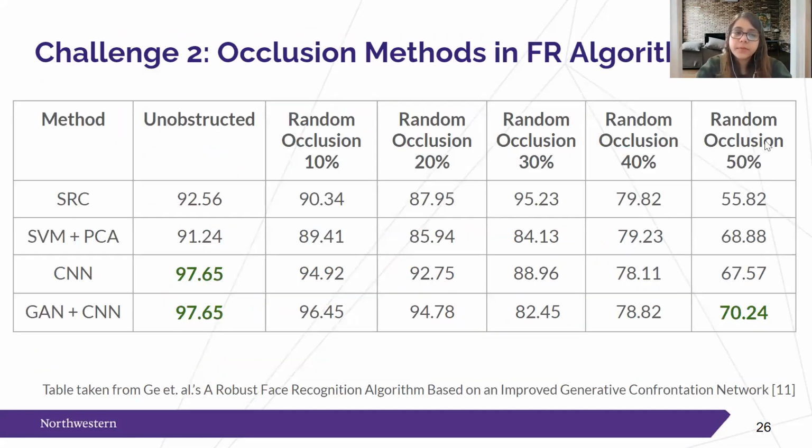Here are some common methods that they use and what the accuracy rates are. When the face is unobstructed, there is no occlusion, and we have really high accuracy rates, especially for deep learning techniques and hybrid methods.